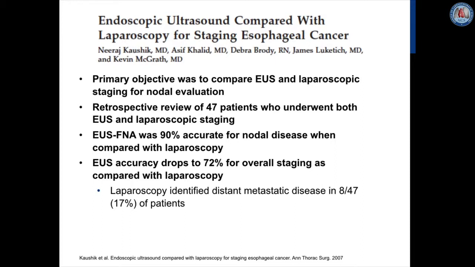However, when you consider EUS for overall staging, its accuracy dropped to 72% as compared with minimally invasive staging. Additionally, minimally invasive staging was able to identify distant metastatic disease in 17% of patients, which provides a rationale for the inclusion of MIS in staging algorithms for esophageal cancer.